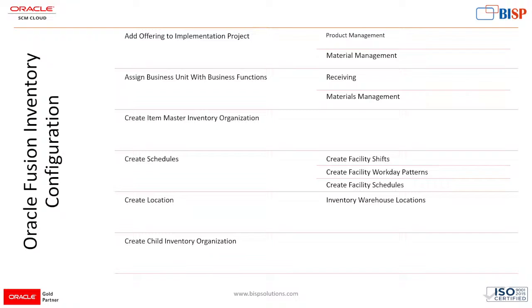material management should be enabled. After that we will create the item master in the inventory org, and after creating the master inventory organization, we will create schedules. I will walk through those schedules, that is creating the facility shift, the facility workday pattern and the facility schedules. After that we will create a location for the inventory warehouse, and we will create a child inventory organization. That is what we will conclude with today.